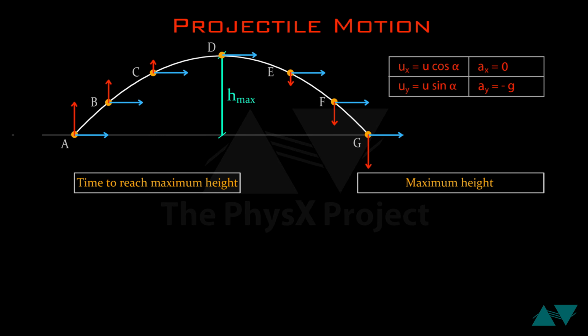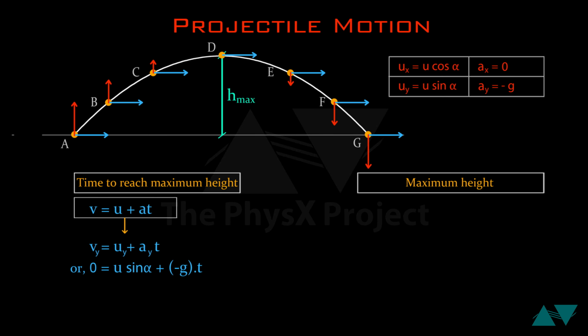To find the time it takes to reach the maximum height, we will use the equation of motion v equals u plus at. We will use its vertical version. As we discussed already, the final vertical velocity component at max height is 0. We will use 0 for Vy, and from the table, uy is u sine alpha and ay is negative g. If we make time the subject, t equals u sine alpha over g.